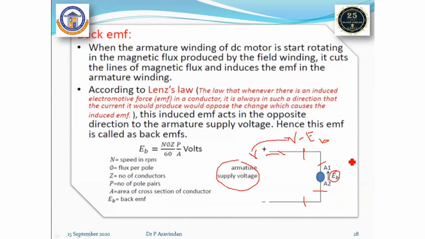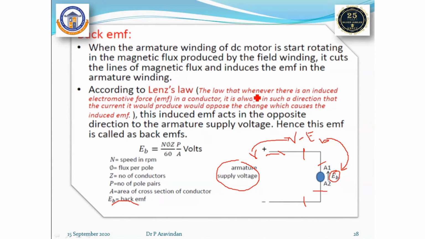So the back EMF is the EMF developed inside your armature conductor due to the generator action of the motor. The EMF equation for the back EMF is P phi Z N by 60A volt. N is the speed in RPM, phi is the flux per pole, Z is the number of conductors, P is the number of poles, and A is the number of parallel paths. EB is the back EMF. I think you can now understand clearly what is meant by back EMF, for simple understanding.